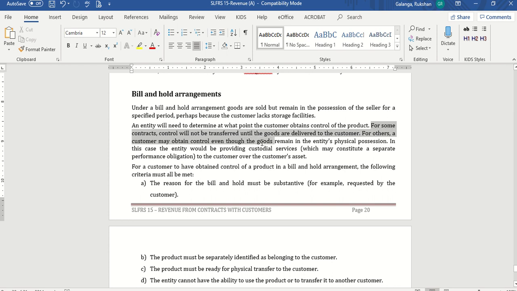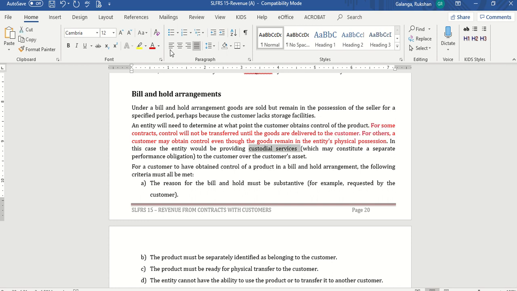Customer ගේ අතට යනකම් control එක transfer වෙන්නේ නැහැ. But there are some contracts that control will be transferred even though the customer has not collected the possession, that means it remains in the stores of the selling entity, right? In this case, the entity would be providing custodial services, right?